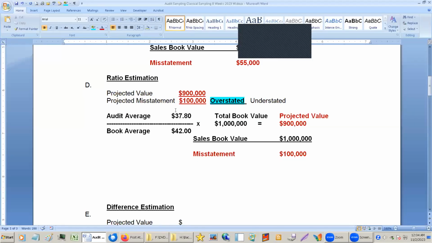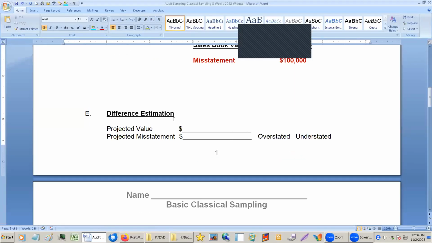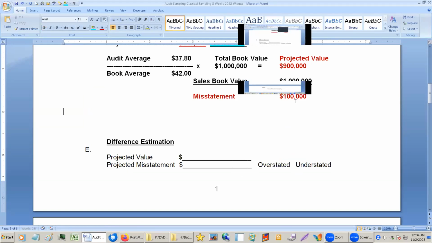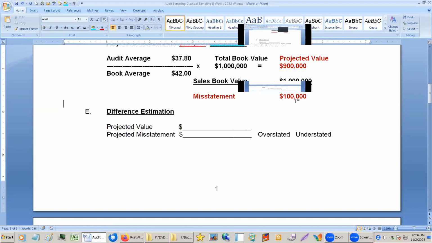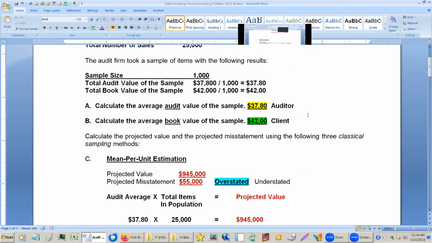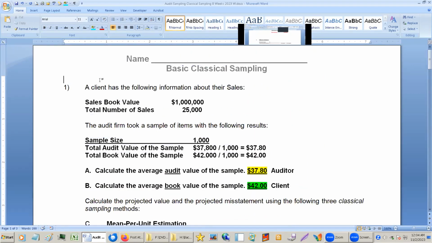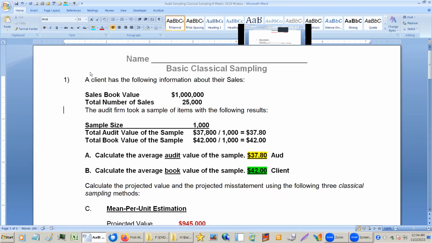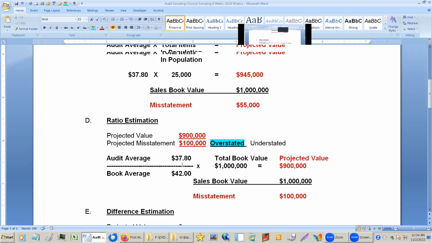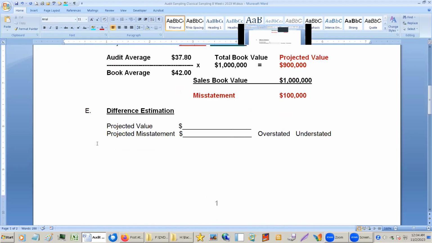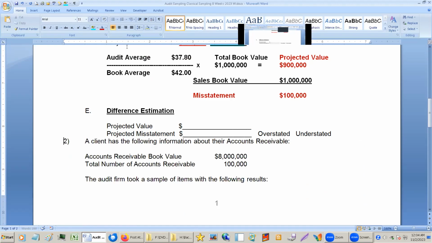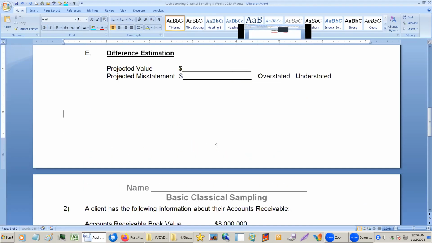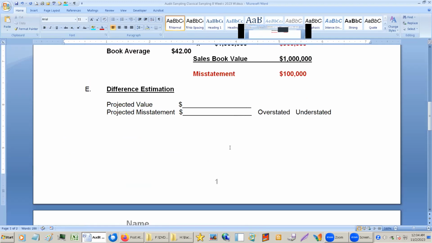Okay, so let's take a look here. Difference estimation. Difference estimation is a little bit different. Difference estimation is that you take the difference. I'm just going to try to get a little more room down here. So we take the difference between them.